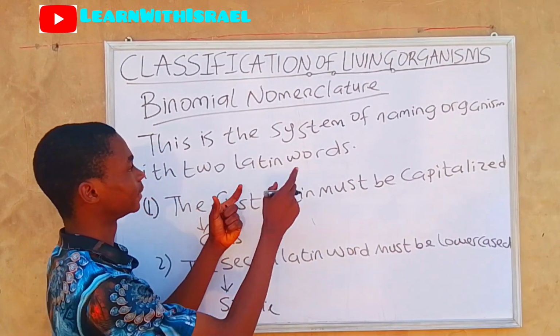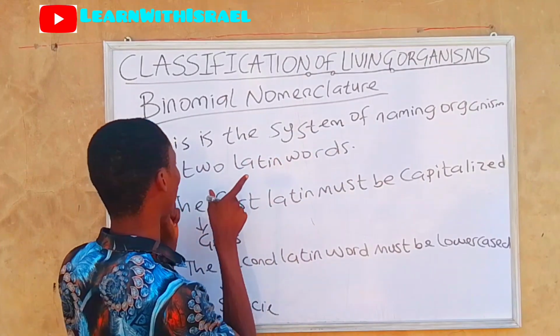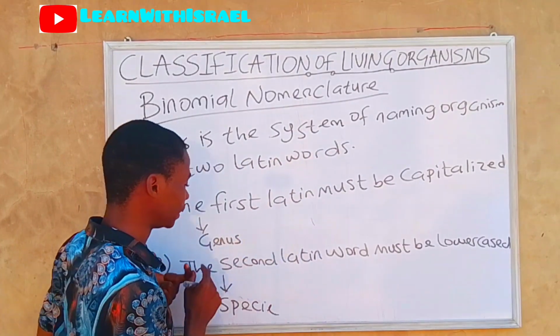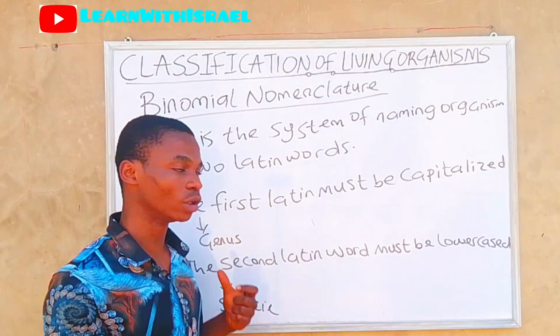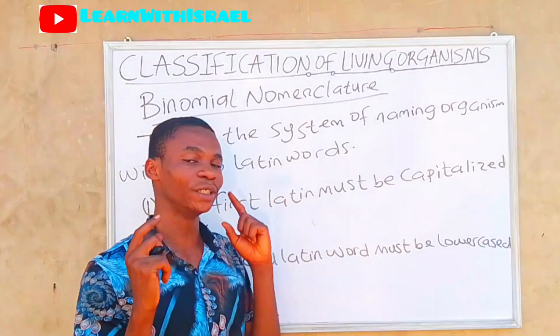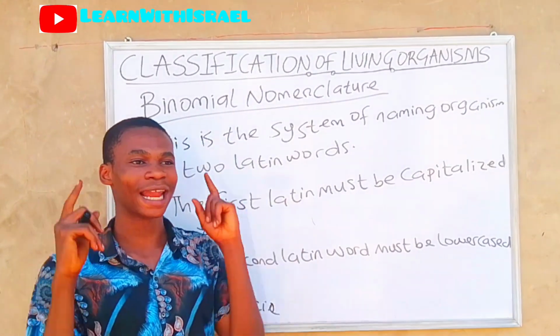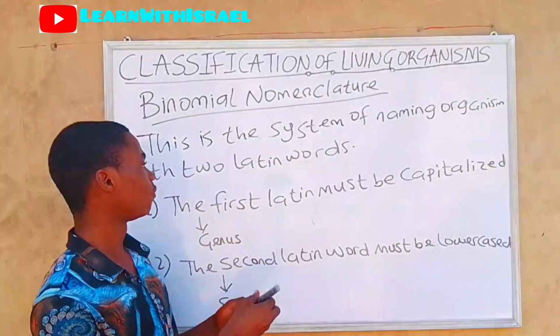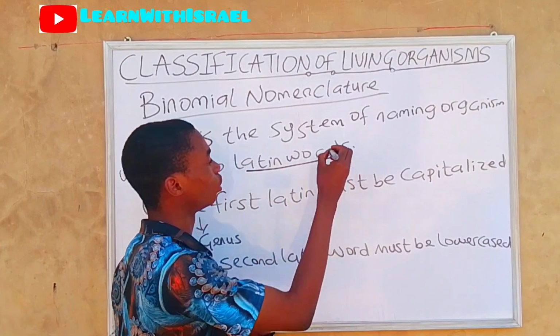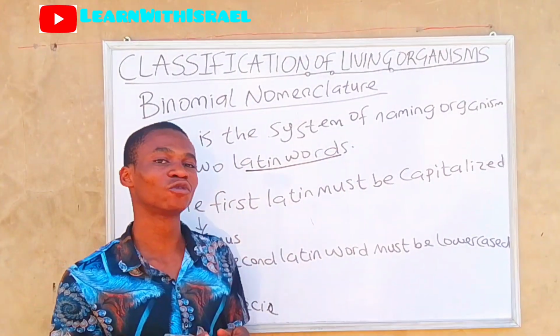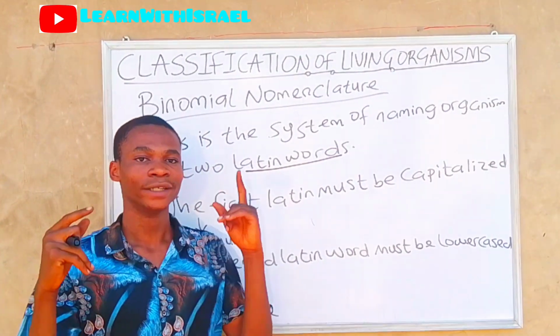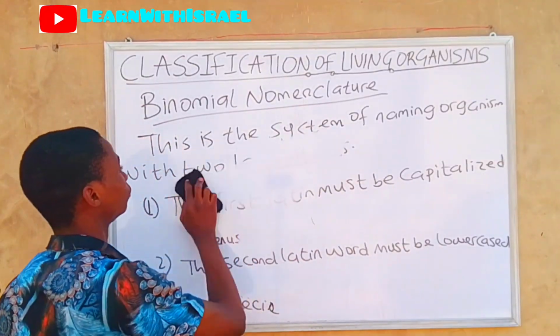So the system of naming organisms with two Latin words comes from genus as the first Latin word, while the second Latin word is species, and it must be in Latin. Don't forget, it must be in Latin. So these are the rules. So let's move to examples of binomial nomenclature.